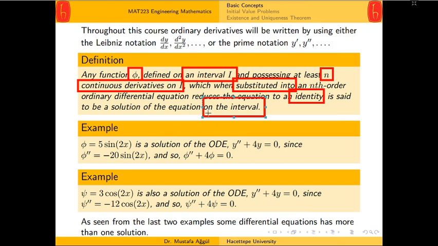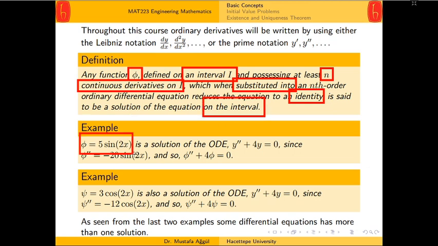Okay, so this is basically whenever we have an equation and try to verify that something is its solution, we substitute this something into the equation and try to get an identity like 0 equals 0 or 5 equals 5 or y is equal to y. Then we say, okay, this is the solution. Okay, so this is the definition.